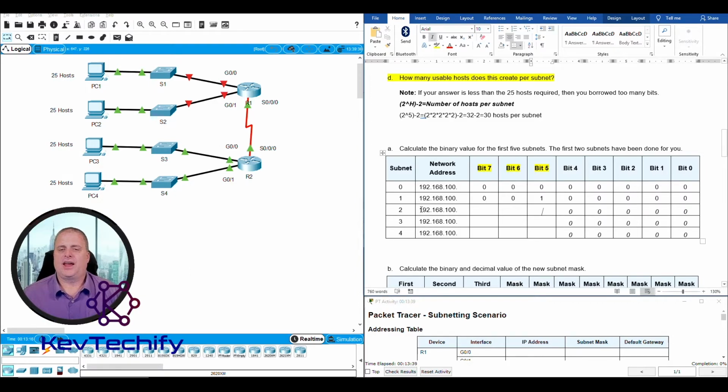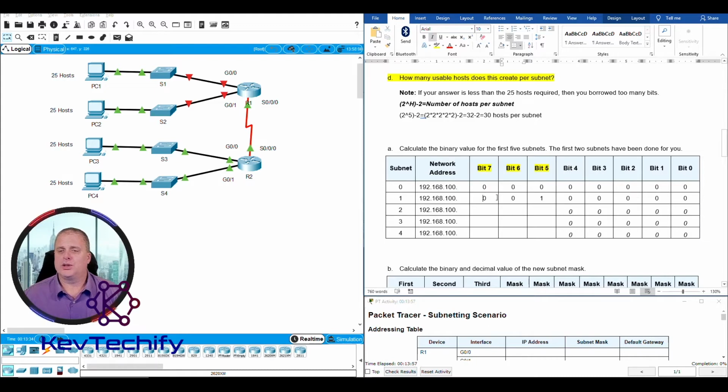Time to find the value, the network address for our third network. Remember, computers start counting with 0. Our first subnet is subnet 0 there. Our second subnet is subnet 1. Our third subnet is subnet 2. That's the one we're working on.